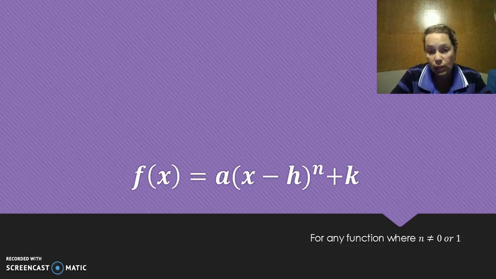So this is the equation we can use to transform any nonlinear function, and that is a function where n does not equal 0 or 1, because if that was the case, they would be linear. So let's break it down and see how we can make sense of that jumbled alphabet soup that is in front of you there.